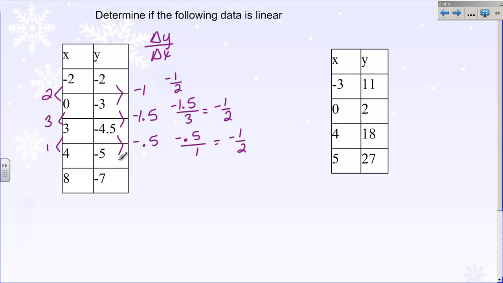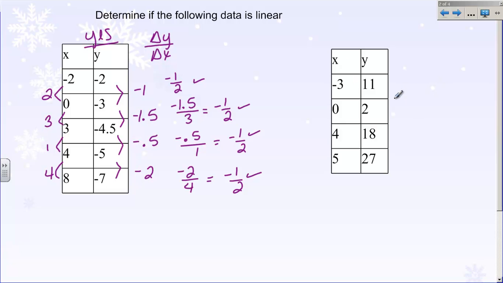Check the last one just to be sure nothing tricky is going on. So from -5 to -7 is -2. From 4 to 8 is 4. And so my change is -2 over 4, which reduces to -1/2. All of my slopes, all the way through that table, simplify to the same thing, which says that yes, this data is going to be linear. It will be a straight line, which means I can write an equation of a line from this table.